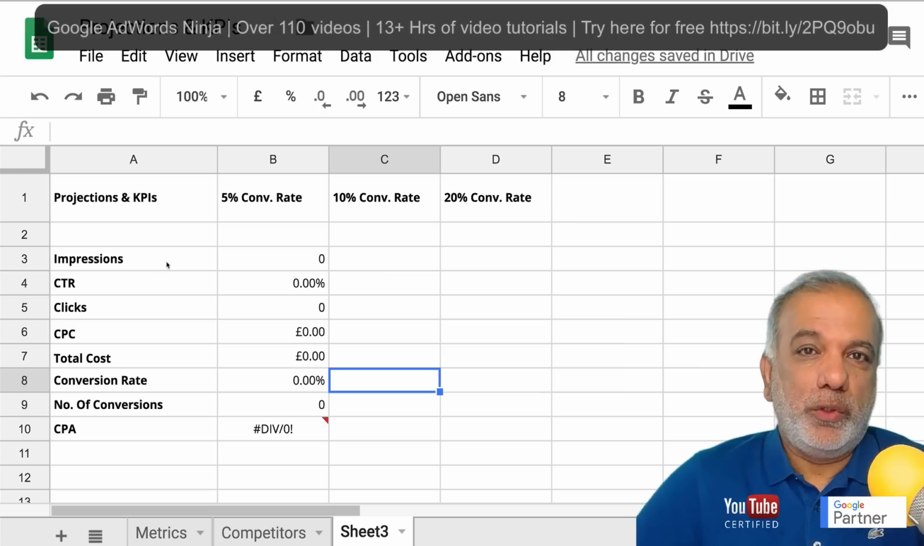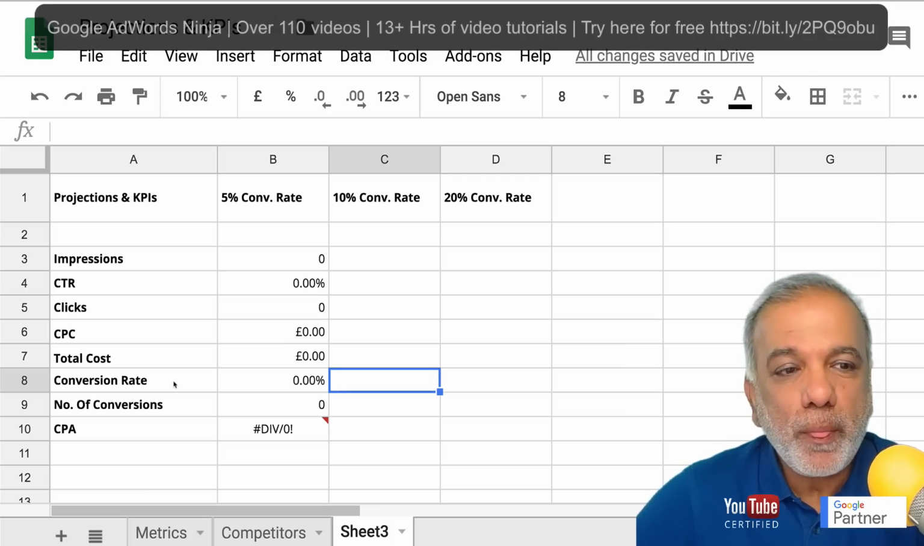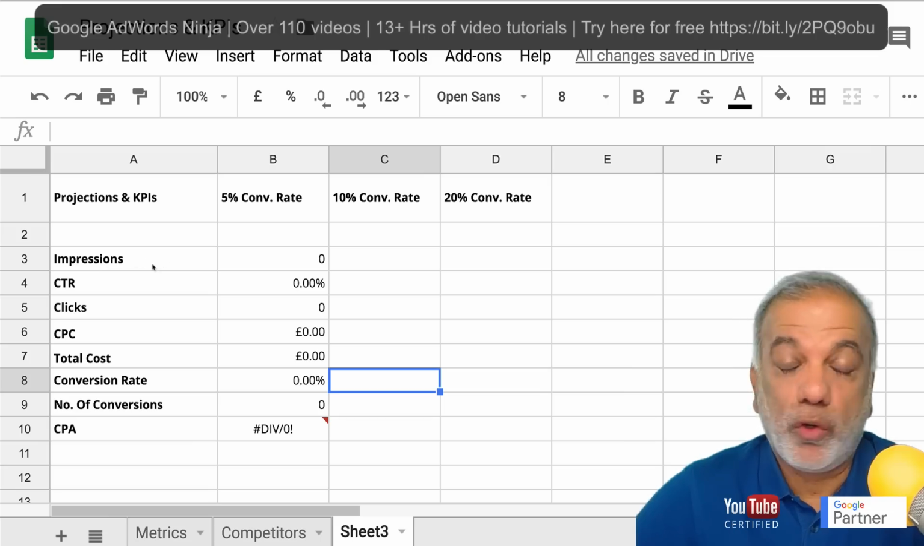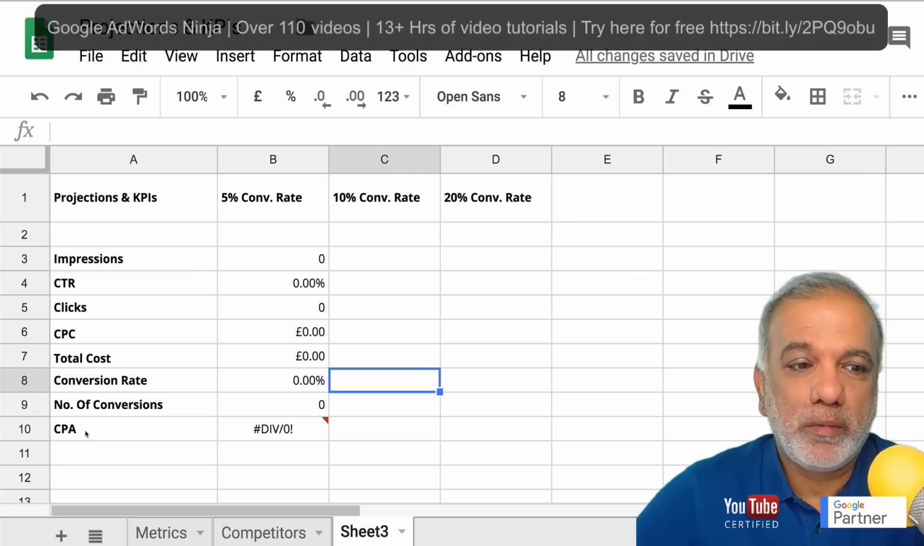So all you do is you create a simple spreadsheet like this one. I have in a column all my important metrics: impressions, CTR, clicks, CPC, total cost, conversion rate, number of conversions, and cost per acquisition or cost per conversion. Or you can have any other metrics you like from your Google Ads account. But these are the key and the most important ones which you need to keep a very close eye on.